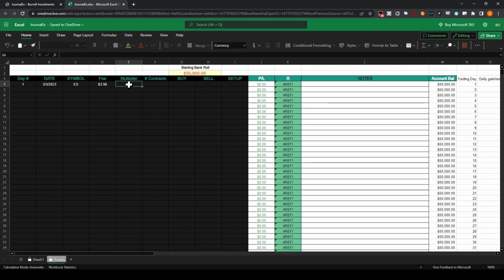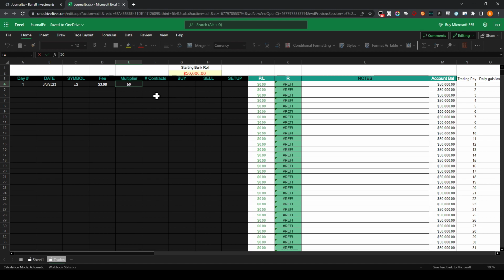Yeah, exactly. And then now the multiplier. This is the one that was a little bit confusing for me when he first showed it. For the ES, it's the point value. So in this case, it's 50. For NQ it would be 20, etc. And that's correct, right, Jon?